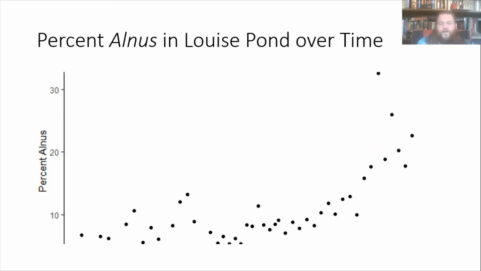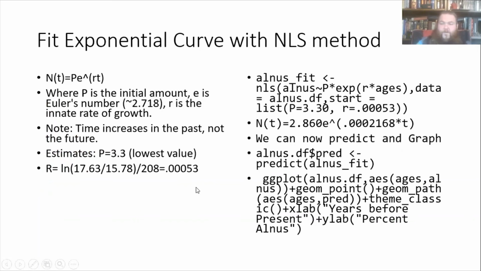So going back to the percent Alnus over time, I wanted to do some more interesting data manipulation. I'm interested in recreating population dynamics from pollen data. And if you look at this, you see it has a very nice exponential curve shape. So my plan is to use the nonlinear least squares method in base R to find a best fit exponential curve to this graph. If we remember our basics of exponential curves, the formula is the principal times Euler's number, which is approximately 2.718, raised to the power of rate times time.